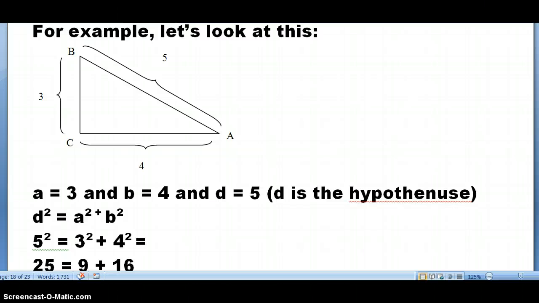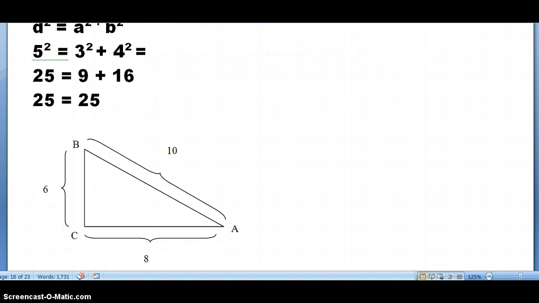This one is called a 3, 4, 5 right triangle. If one leg is equal to 3 and another leg is equal to 4, in this case the hypotenuse has to equal 5. We can try it in our formula where the distance squared, or the hypotenuse, is 5 squared, which is 25. One leg is 3 squared, which is 9. The other leg is 4 squared, which is 16. 9 and 16 is equal to 25. So this example works.